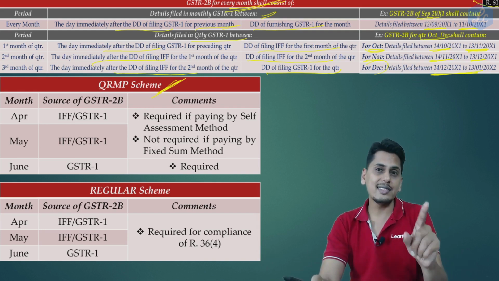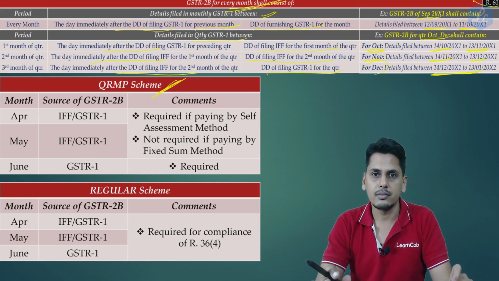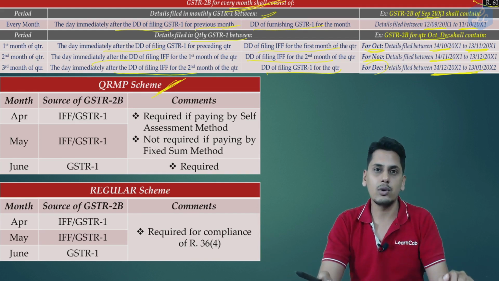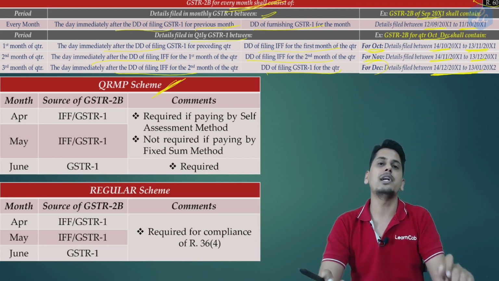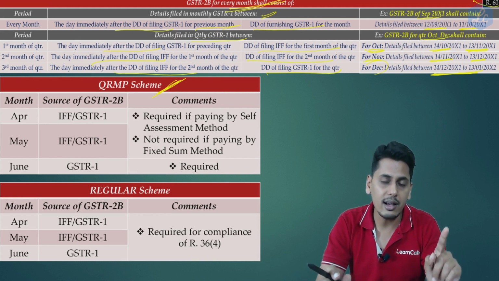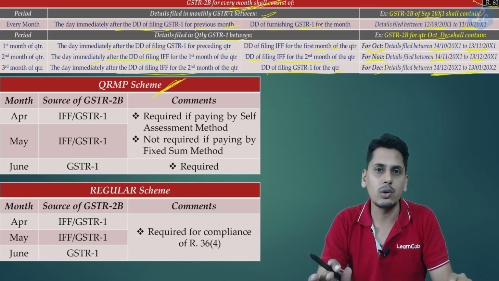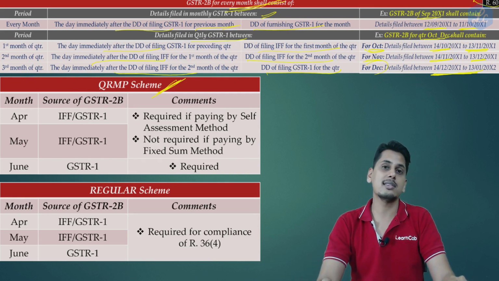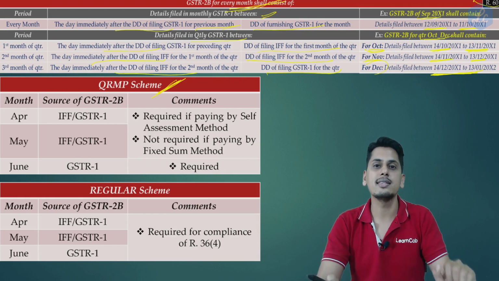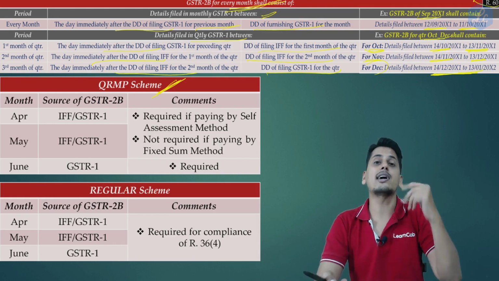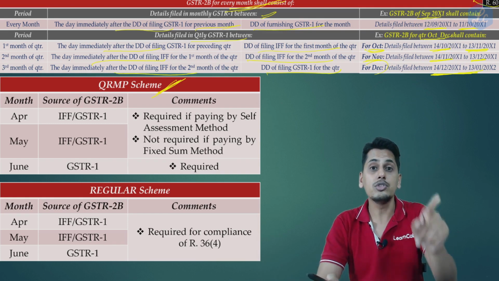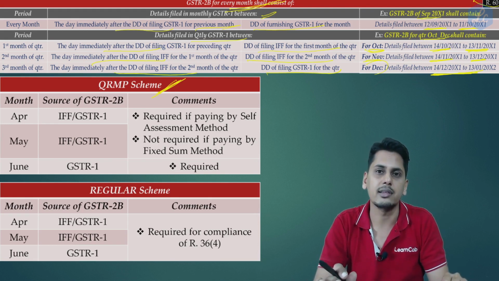Friends, for the first and second month of the quarter, I repeat, for the first and second month of the quarter, if I am under the self-assessment method, then I'll have to calculate output tax minus input tax credit. Input tax credit according to what? According to GSTR-2B of that particular month.